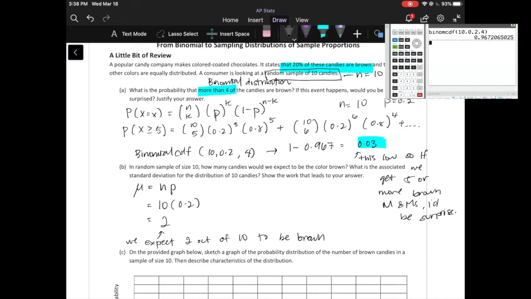Okay. Now our standard deviation is going to be the square root of n times p times 1 minus p. So in this case, it's going to be 10 times 0.2 times 0.8, and take the square root of that, and we get 1.26.